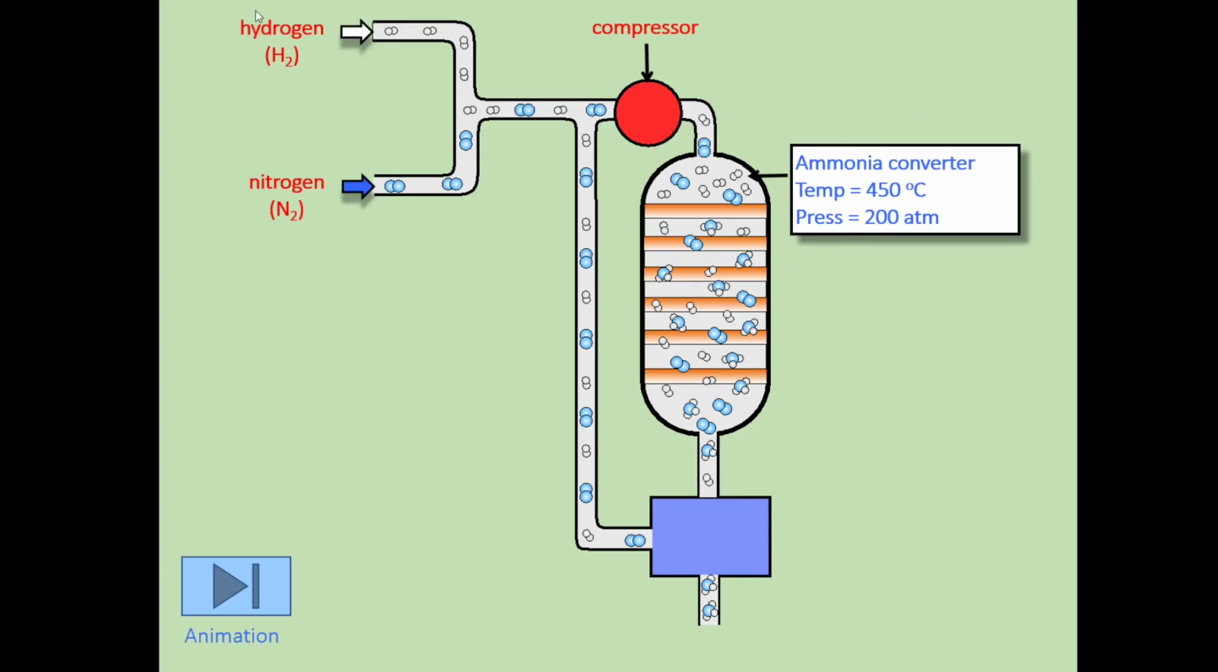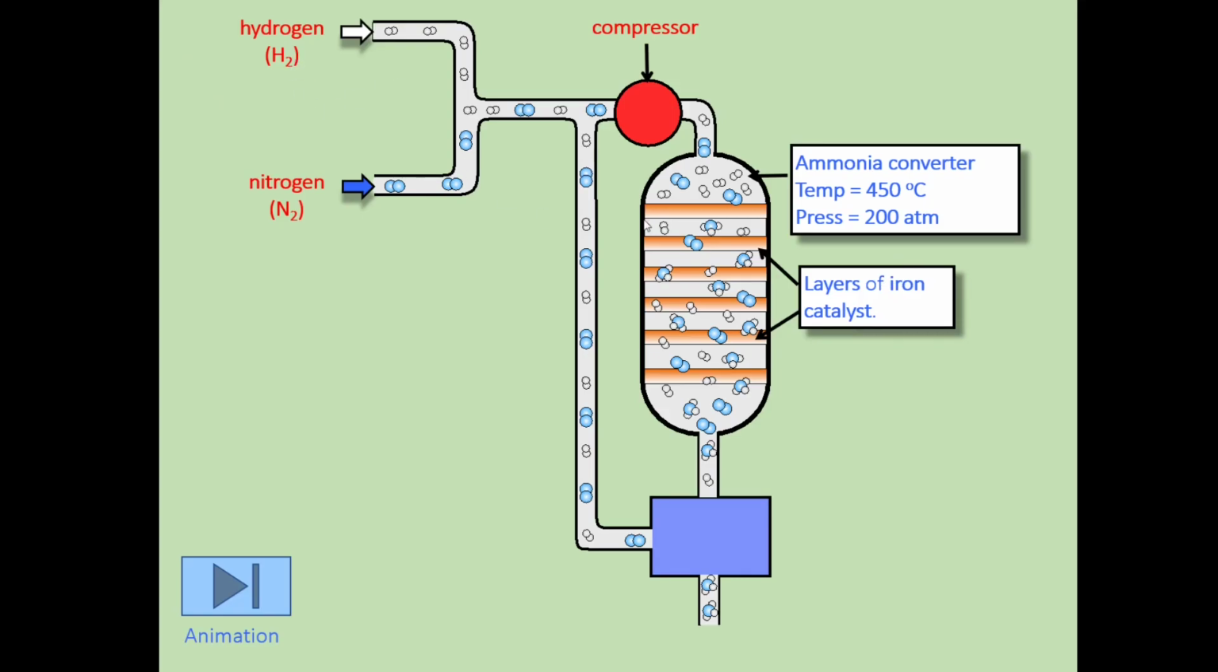Then the compressed gas is passed into a reasonably hot chamber, around about 450 degrees Celsius, to again help encourage these gases to react together. And those gases are then passed, and this is an important point, over layers of a catalyst. So there's lots of different layers to increase the surface area. So there's lots of catalyst in here. And the catalyst for the Haber process is the transition metal iron.